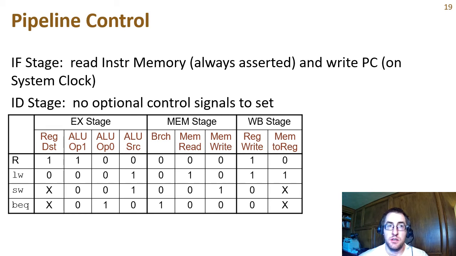So the control logic, we've talked about this before. As we go down the pipeline, in the execute stage, there will be 4 signals that get consumed: the regdest, ALU op1, ALU op0, and ALU source. And then in the mem stage, we've got these 3 signals that get consumed: the branch, the memory read, and the memwrite. And then in the final stage, we've got 2 signals left.